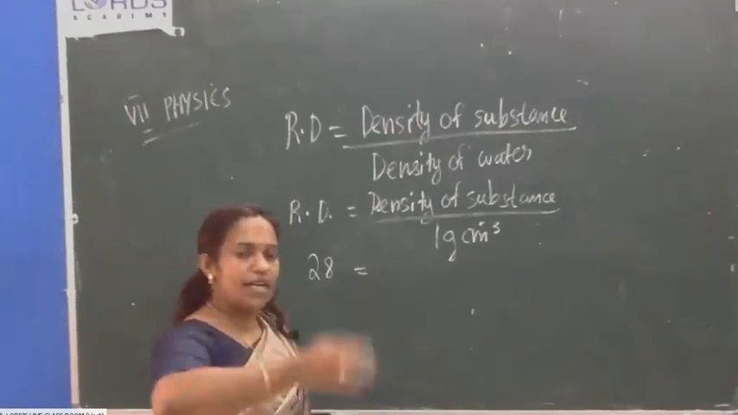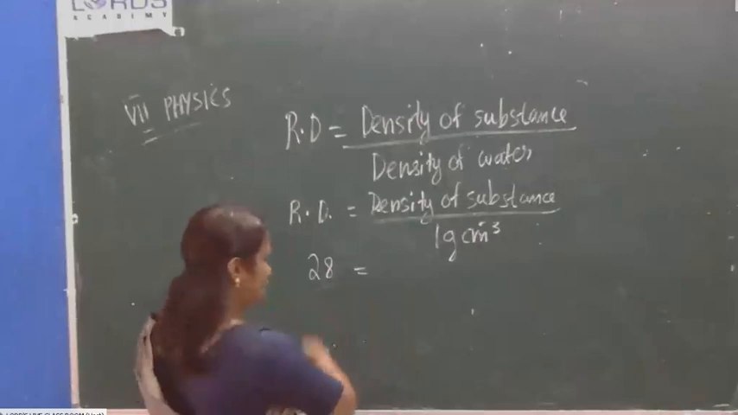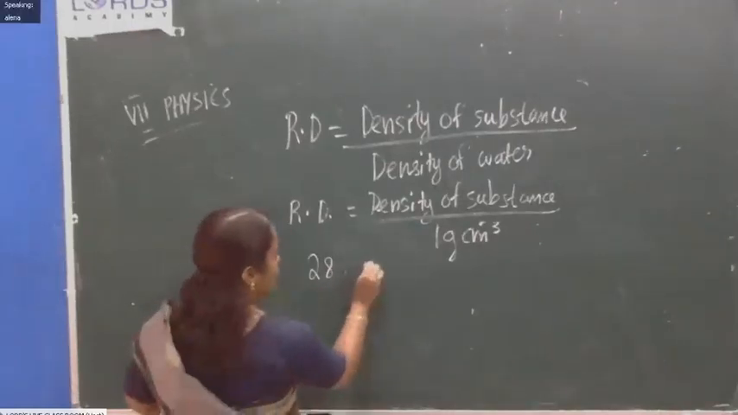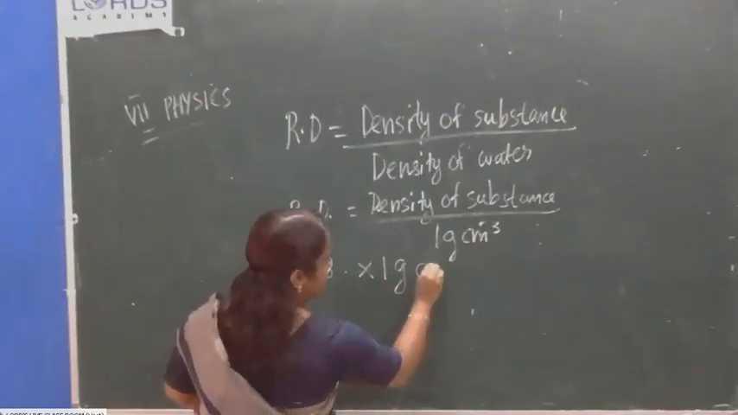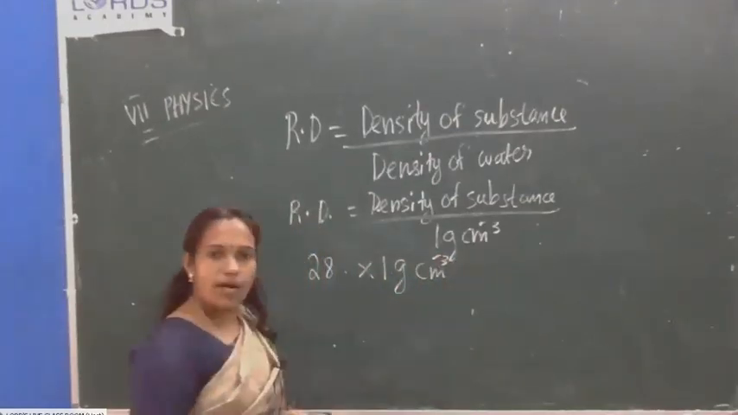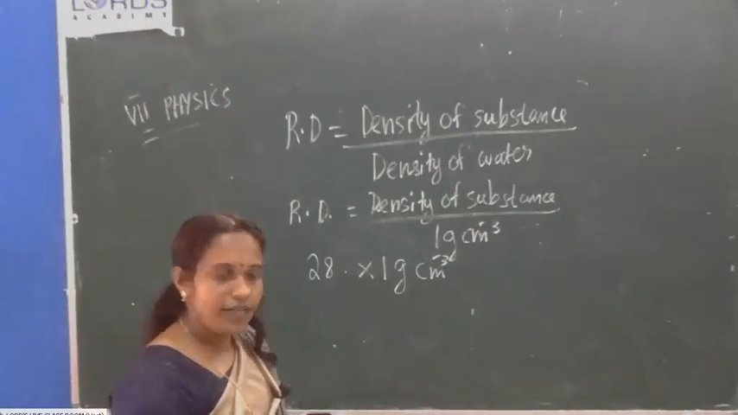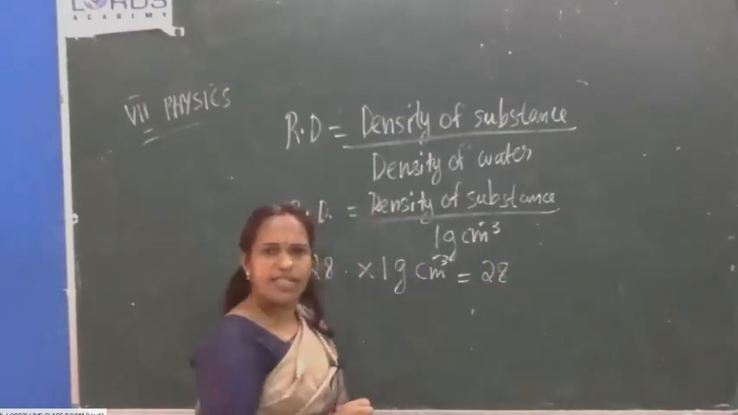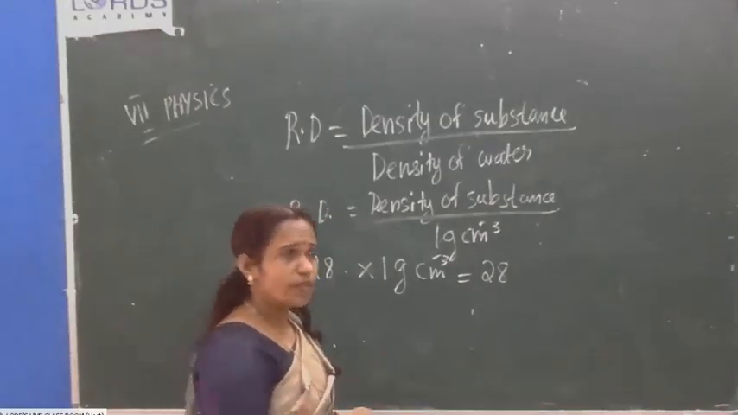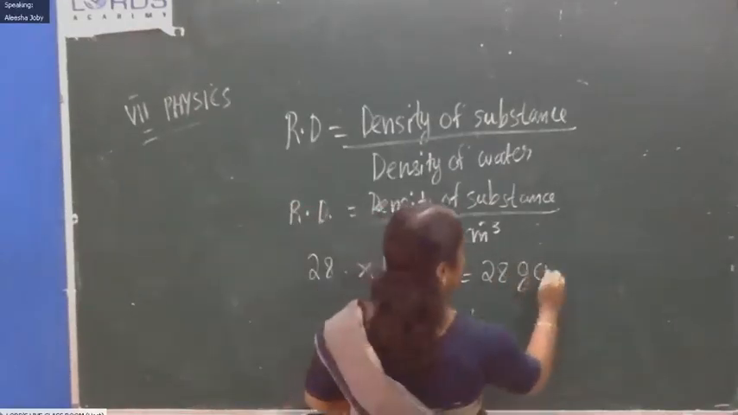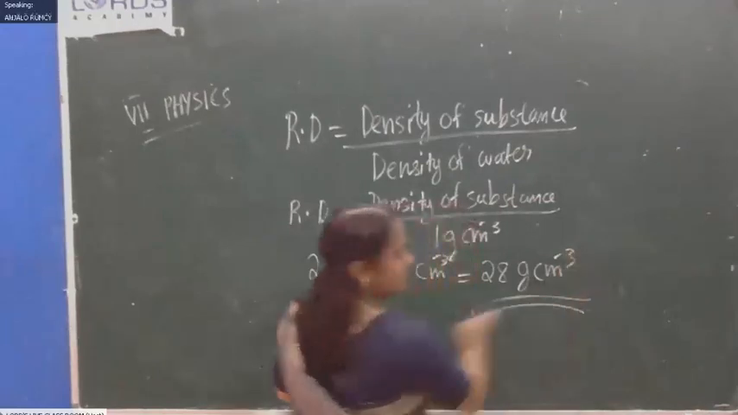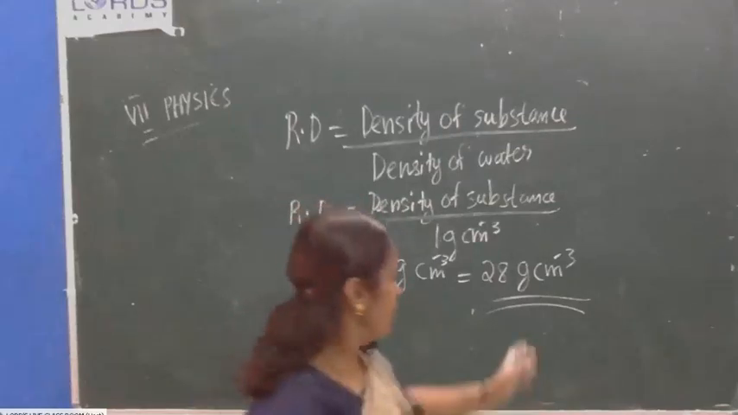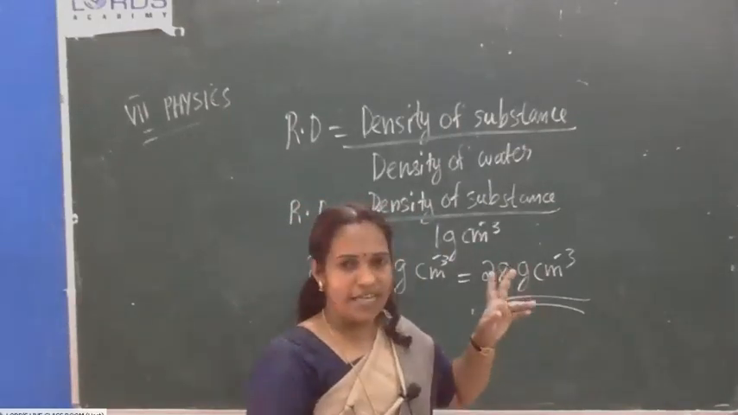Suppose the relative density of an object is 28. Calculate the density of the object means what? We have to multiply 28 into 1 gram per centimeter cube, isn't it? 28 into 1 means 28 itself. So what you have to do? Simply write the same number itself with the unit gram per centimeter cube.